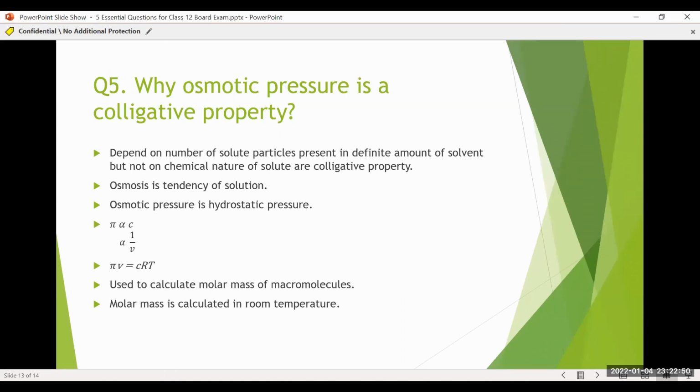Fifth question, why is osmotic pressure a colligative property? Firstly, we should know what a colligative property is. हमें पता करना पड़ेगा colligative property का meaning क्या है. Colligative is a Greek word, meaning collectively depend upon the number of particles of solute. A property which depends upon the number of particles of solute.